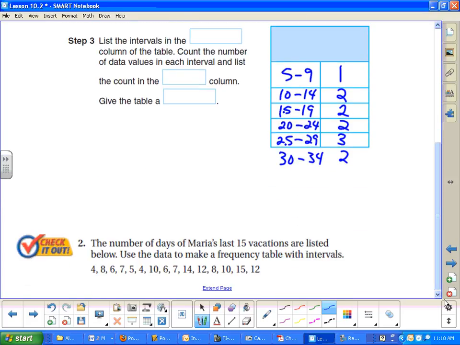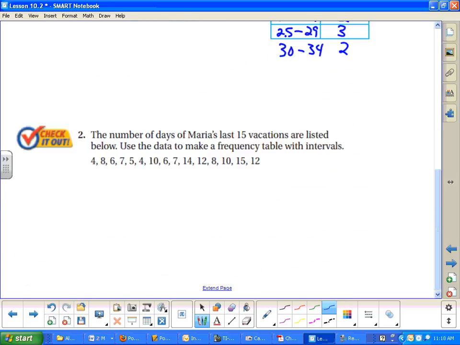So let's make another one. Here are the number of days of Maria's last 15 vacations listed below. Use the data to make a frequency table with intervals. Now, once again, in making this frequency table, you have to find the least number first, the smallest number, and the largest number to start with.